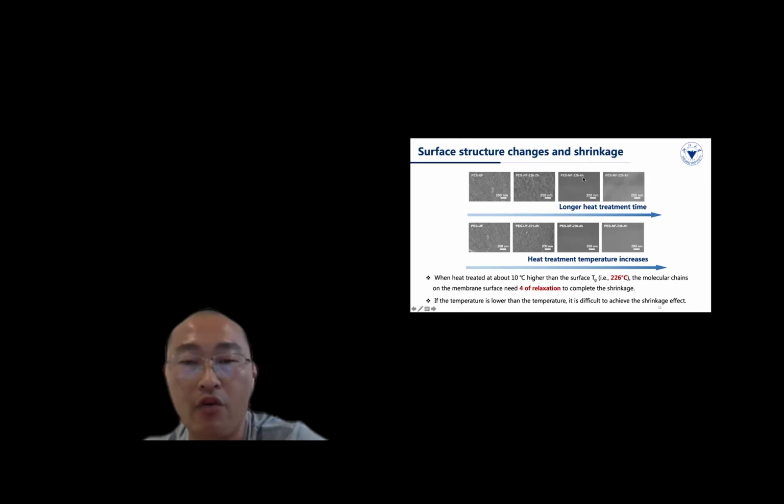And after 4 hours of treatment, the pores clearly disappeared, and after 8 hours we can see the membrane was completely dense. That means this method can successfully give the membrane a thin and dense separation layer. Here we can also see the shade clearly.